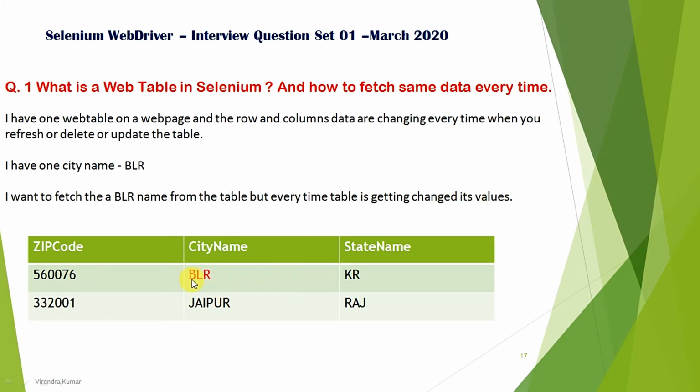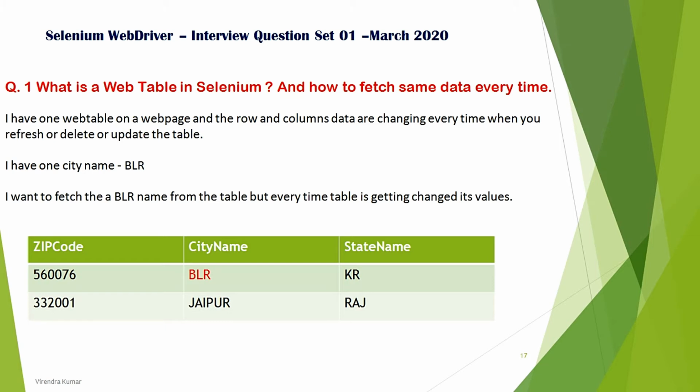If this is static, you can easily write the XPath for this BLR using the text function, contains function, or following-sibling and preceding-sibling. Any methodology you can use, and you can easily locate this statically. But what will happen if this is dynamic? It means this value can be anywhere in this table, and you want to fetch this BLR. So how to handle this problem statement? You try it yourself, and if you are not able to give the answer, just let me know. I will provide the full code and the answer for this one.